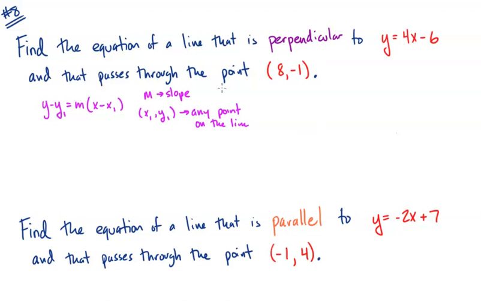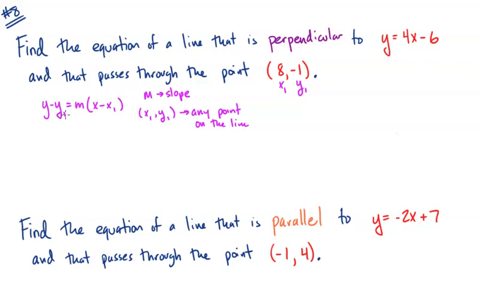So if we look at this problem, is there any way that we can figure out these two characteristics of our line? Well, pretty clearly we know the x1 and the y1, right? That's this point right here. 8 is going to be x1 and negative 1 is going to be y1. What about the slope of this line that we're trying to find the equation for? Well, that's where this comes into play.